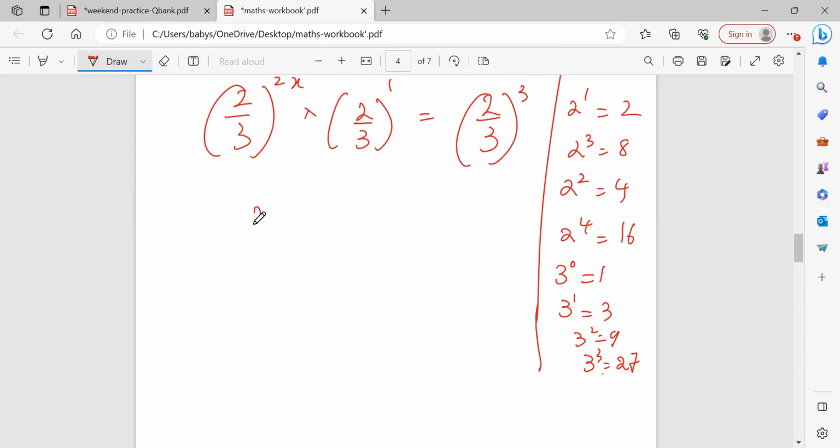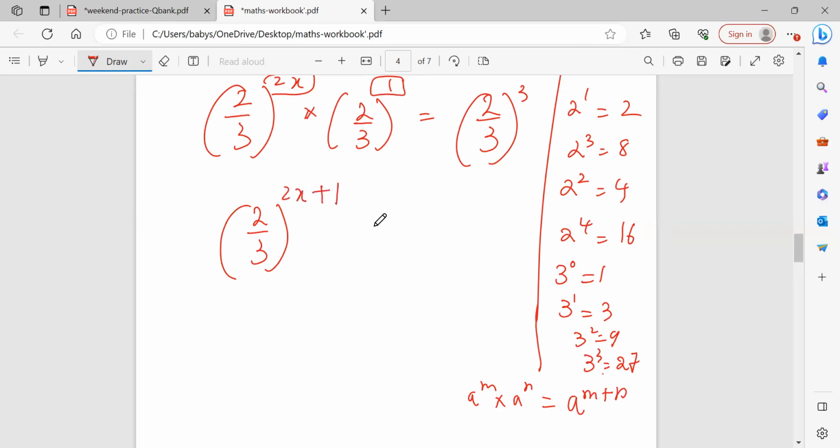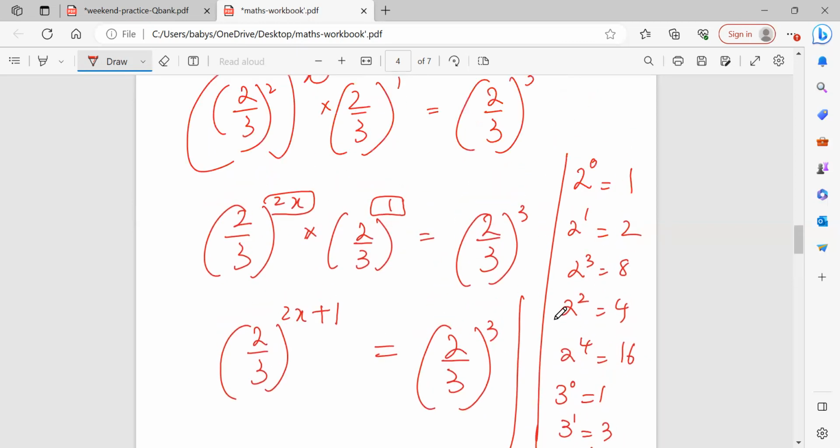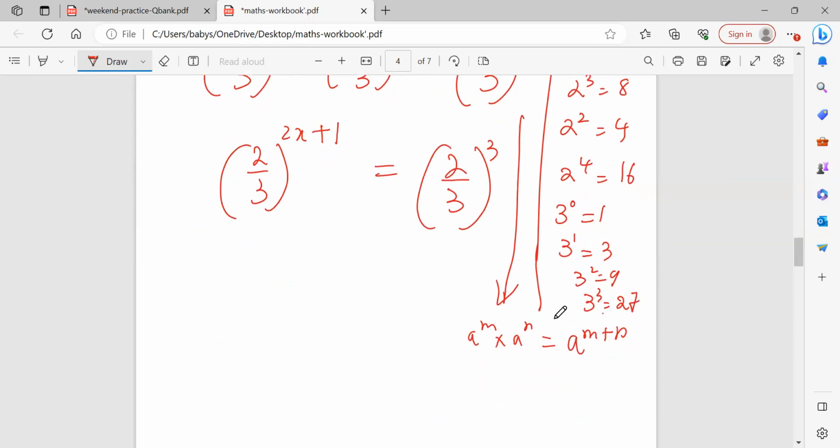Now, the base is the same, no? 2 by 3. What is a to the power of m into a to the power of n? It is a to the power of m plus n, right? So you have that m and this is n. So you can say (2/3) to the power of 2x into (2/3) to the power of 1 gives 2x plus 1. I will add the powers, equal to (2/3) to the power of 3. You should know the laws of indices. We have done a lot of sums on this. Just recap, then you'll be able to understand each step.